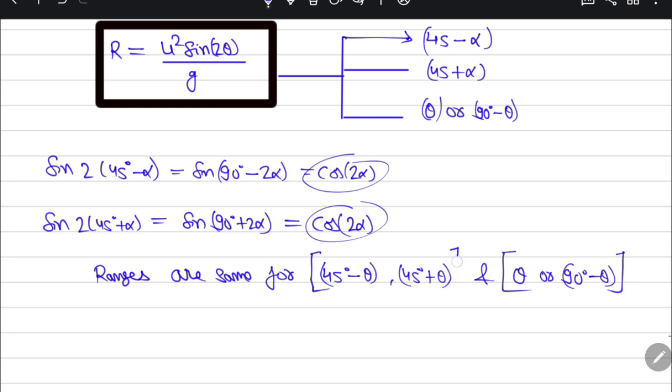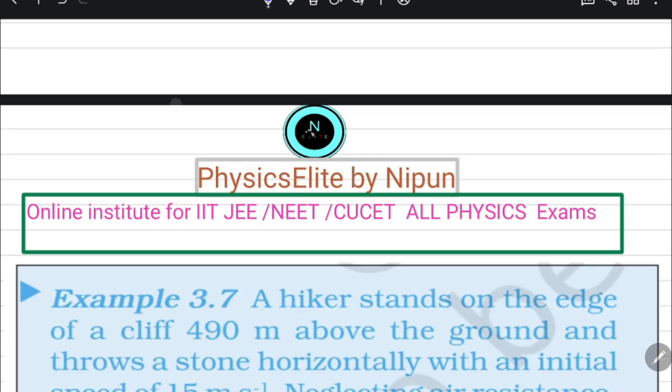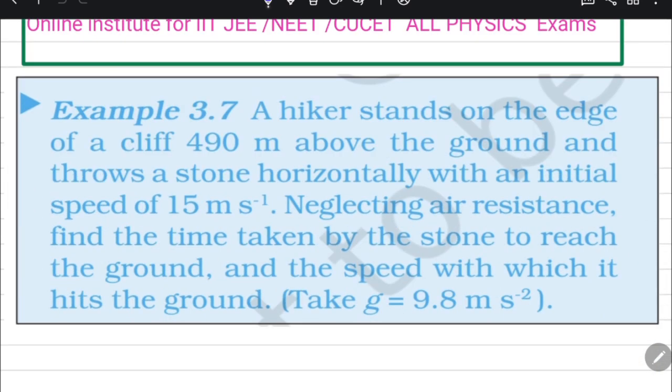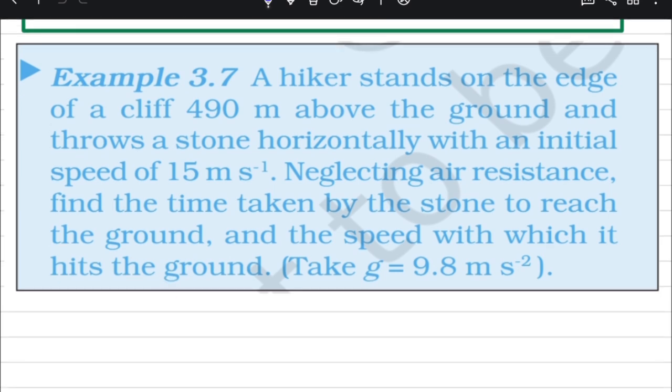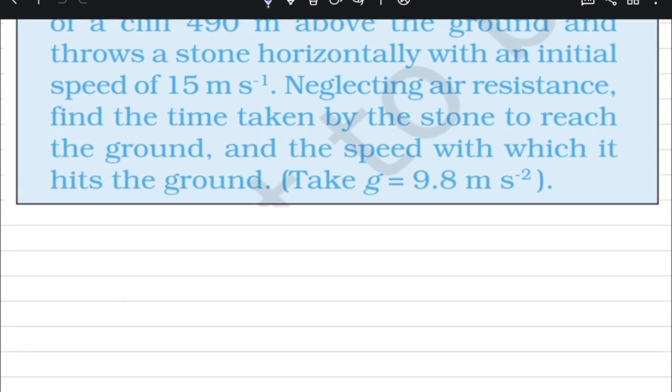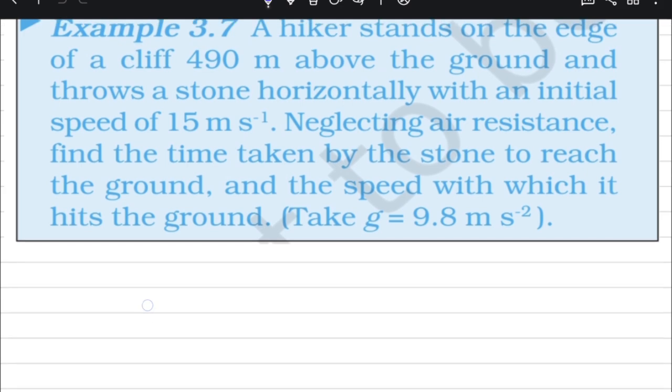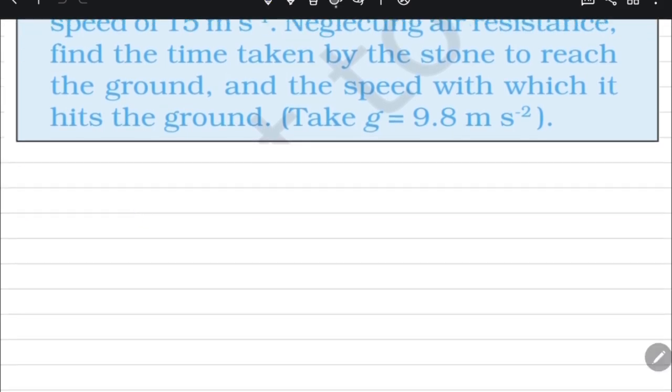Understand? Now I proceed to the next question. A hiker stands on the edge of a cliff 490 meters above the ground and throws a stone horizontally with a velocity of 15 meters per second. Neglecting air resistance, find the time taken by the stone to reach the ground and the speed with which it hits the ground. So this is like this.